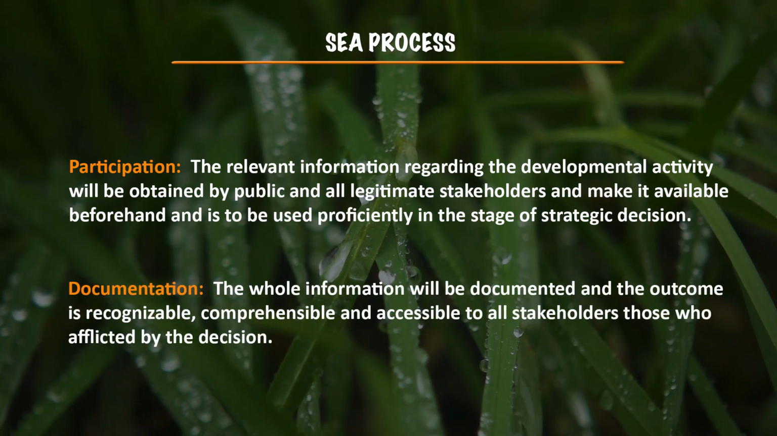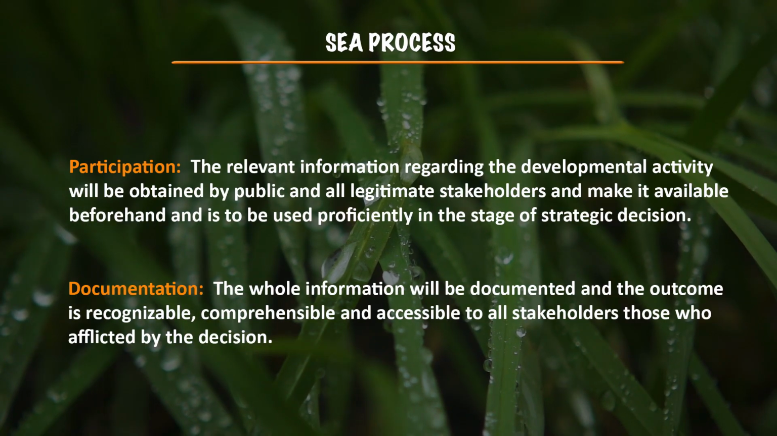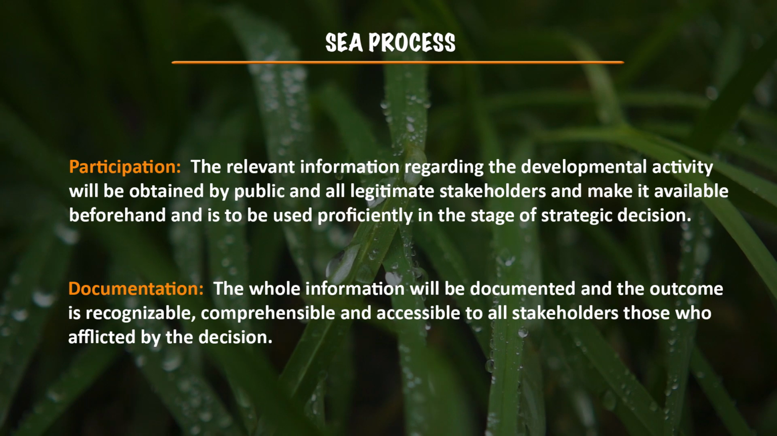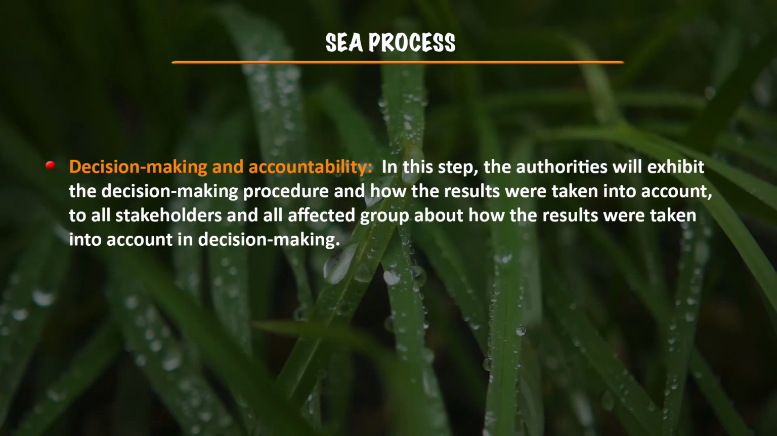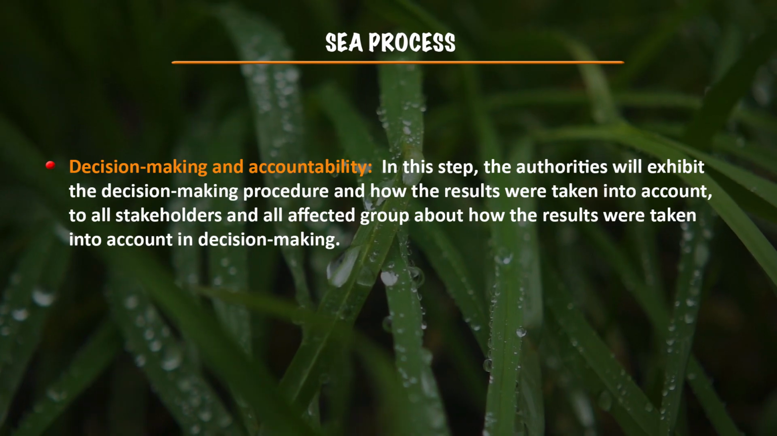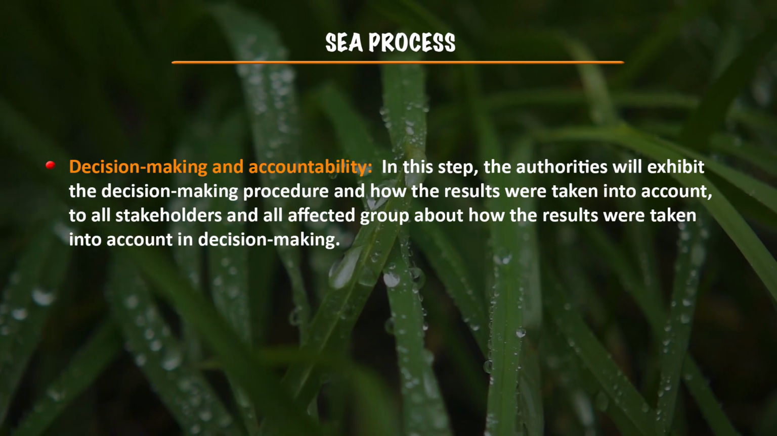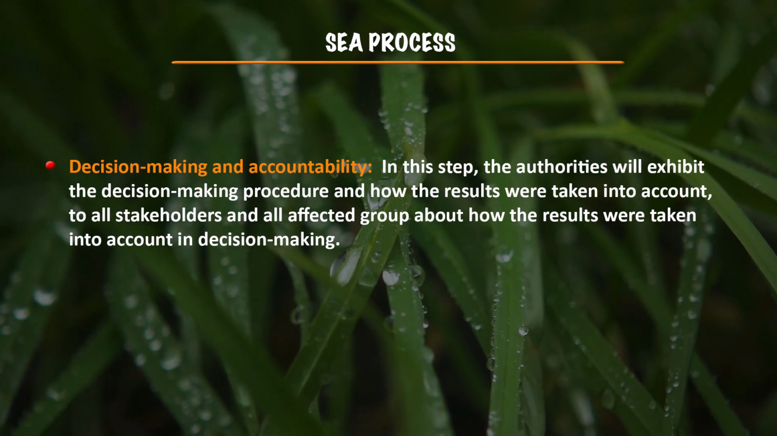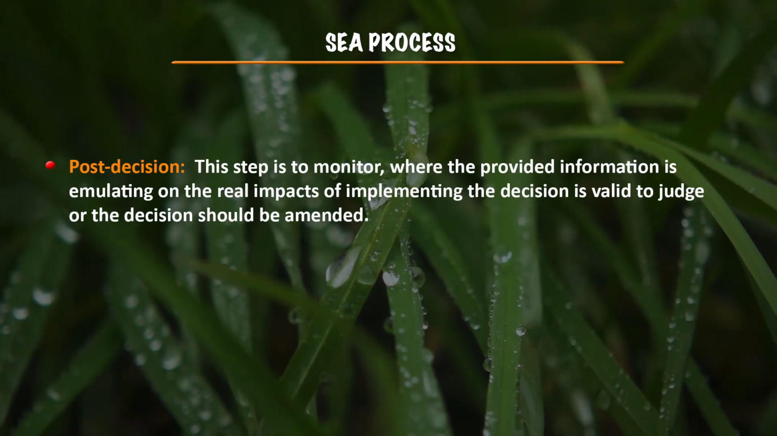Next comes the documentation stage. In this, the whole information is documented, and the outcome is recognizable, comprehensible and accessible to all stakeholders who are affected by the decision. And the final stage is decision making, and it is for accountability. In this step, the authorities will exhibit the decision making procedure and show all stakeholders and all groups affected by the proposed project how the results were taken into account in decision making.